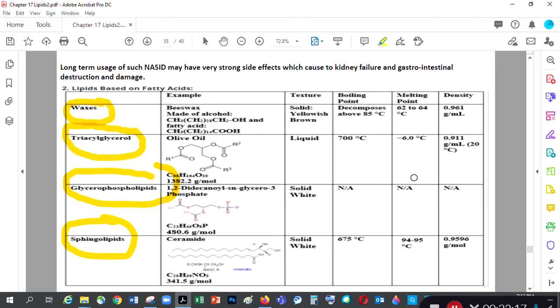And the very unique thing about all those 4 types based on the fatty acids is that they are not soluble in H2O, of course. But what is unique about them here is the density. Density less than H2O, and all of them, they are not soluble in H2O, they float. If you mix them with H2O, they will float, and H2O has a heavier density than they do.